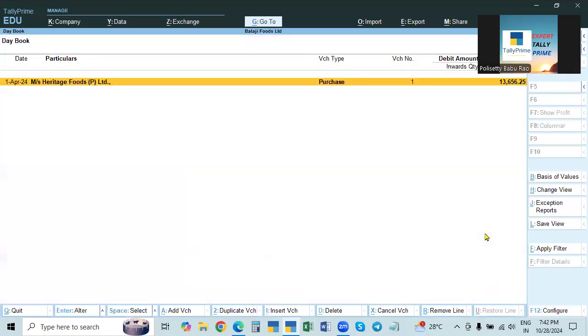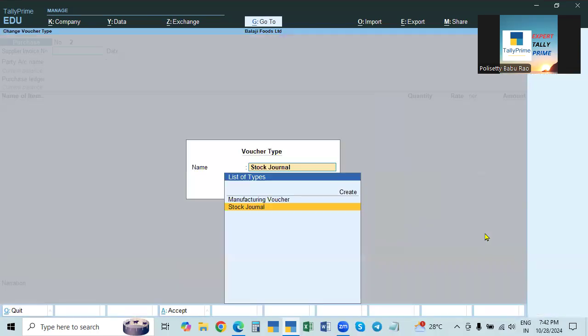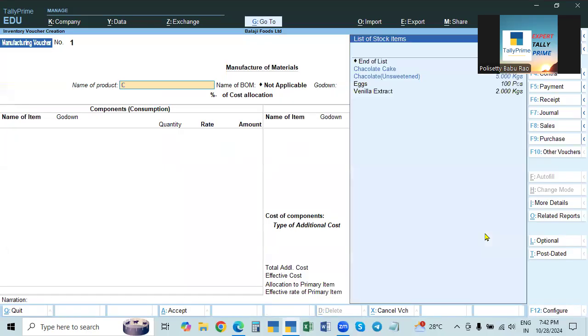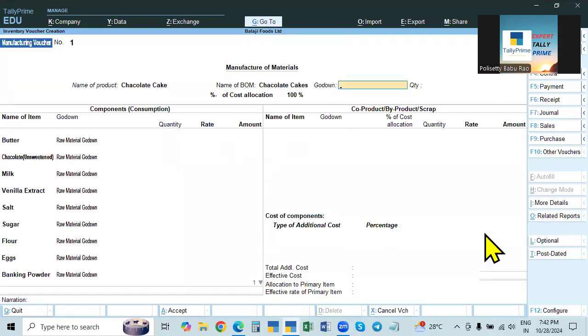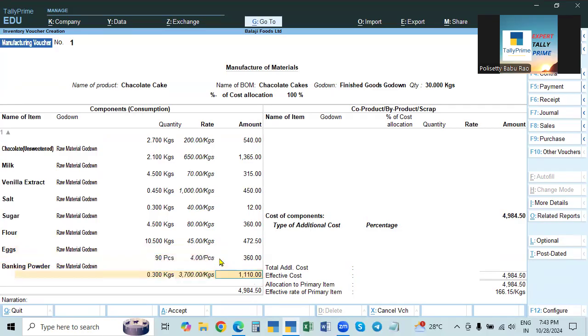Now you go to vouchers, Alt F7, manufacturing voucher. That is 2nd April, we manufactured chocolate cake, the finished goods, 30 here. So all the material, everything is there. Total material cost is 4,980.